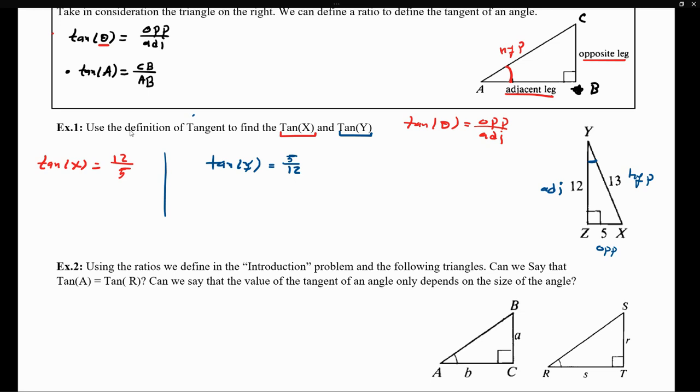So notice that if we take the tangent of a different angle, it can give me a different output, because the tangent of x is 12 over 5, and the tangent of y is 5 over 12. So we just got to be careful with what angle we are inputting into our tangent function. So this is just how we define the tangent ratio.